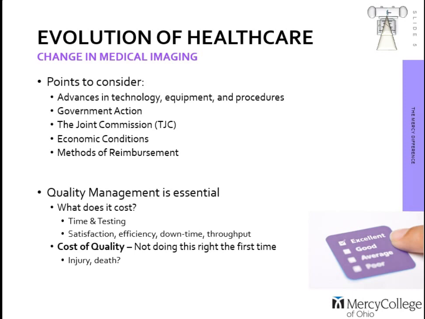Cost of quality is one that's indicated here, and that's by definition, how much does it cost to not do things right the first time? There's a cost associated with that, and there's a bigger cost if it leads to a radiation-induced injury or some type of death because of an equipment malfunction, for example. Or maybe you're not inspecting that equipment, and something really catastrophically goes wrong.